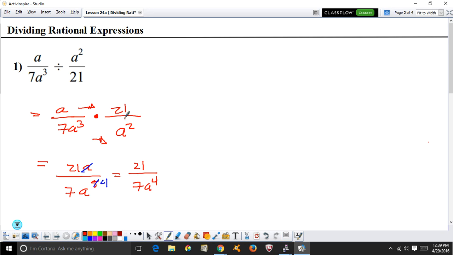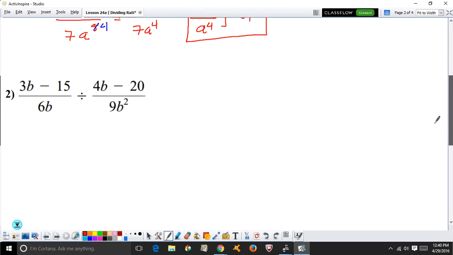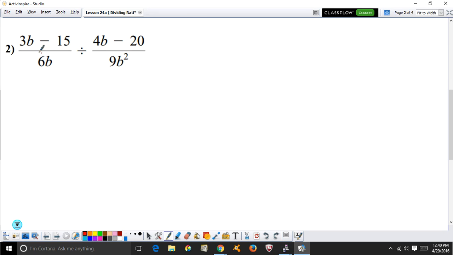21 divided by 7, that is 3. So that becomes 3 a to the 4th. And at the end, you have to remember to indicate what value of the variable we cannot use. So a cannot be 0. That's pretty much it. It's the same as the previous video. It's just an extra step. Let's apply the same idea here.